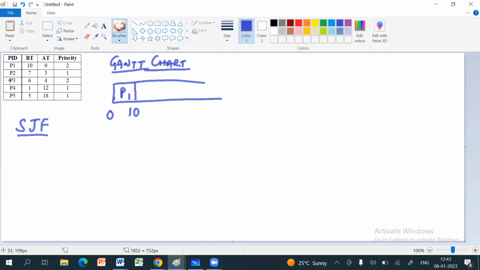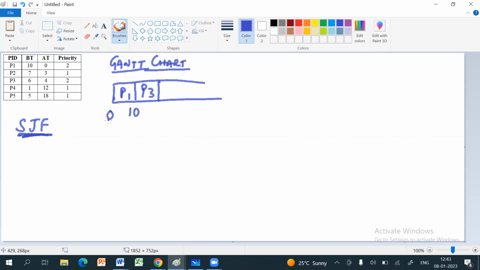Now, nevertheless, we have P2 and P3 already arrived, but among P2 and P3, P3 has a lesser burst time in comparison, as you're able to see here. P3 has a burst time of 6, whereas P2 has 7. So P3 will be scheduled first. P3 will be given the chance to schedule first because of the shortest job first that we are using here. That is the condition in shortest job first, right? Whichever has the shortest job will be scheduled first.